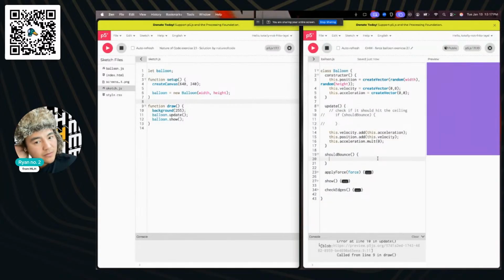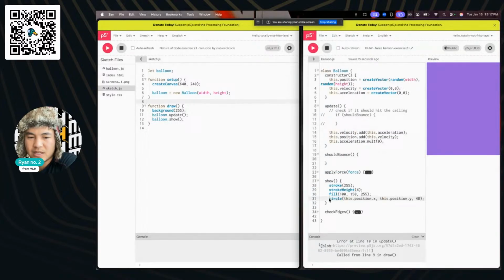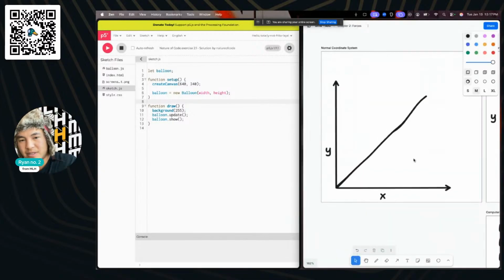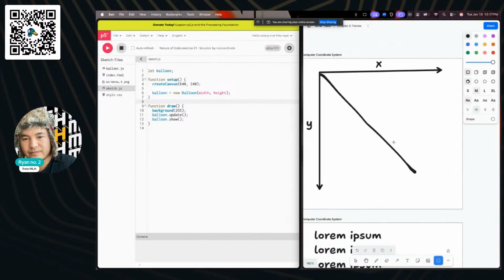Okay, so for should bounce, we just need to see if the circle is close to the top. The way that circles are drawn inside of P5, I believe we're doing a circle, right? Yeah, this is done using a circle. We basically take our circle, and the point of origin is actually right in the middle of this circle. So it's something like this.